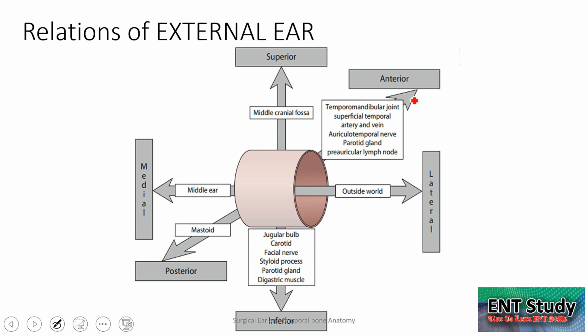The ear is related to a lot of structures. Superiorly, we have the middle cranial fossa. Anteriorly, we have the temporomandibular joint, the auriculotemporal nerve, parotid gland, preauricular lymph nodes. Laterally, we communicate with the outside world. Medially, the middle ear starts. Posteriorly, we have the mastoid tip and the mastoid air cells, while inferiorly, we come across the jugular bulb, carotid canal, facial nerve, etc.